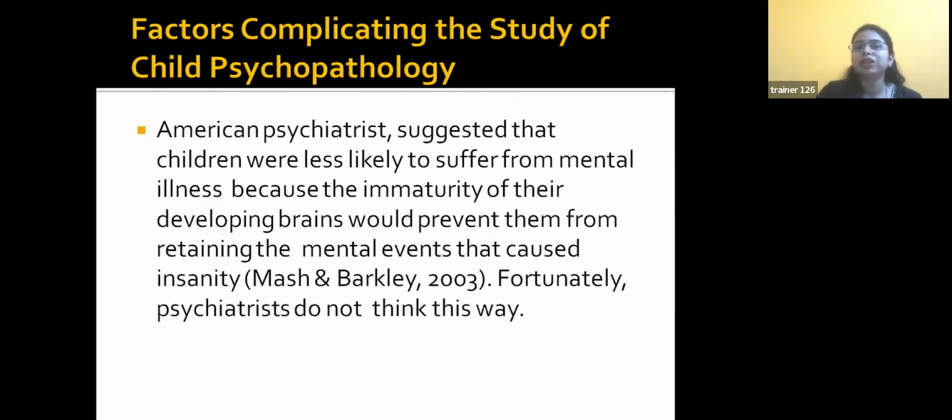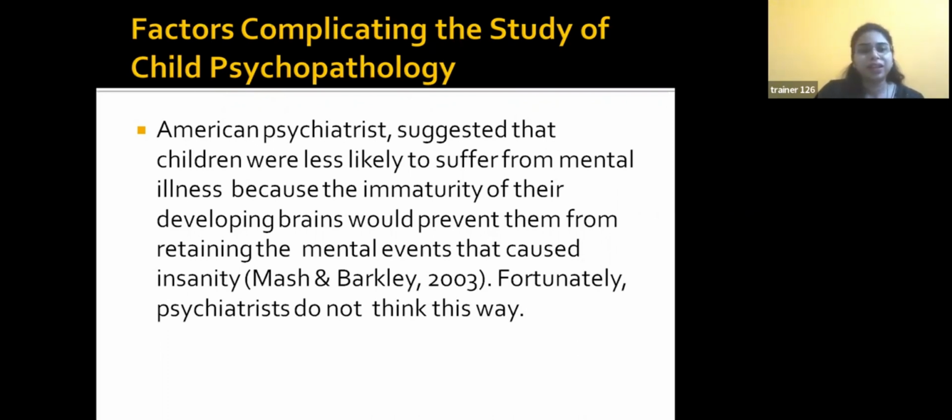This was the notion that earlier psychiatrists, or earlier people, had, which would actually complicate the study of child psychopathology. But now they have identified that this is not true. The severity of the condition worsens over a period of time as the child develops if intervention is not provided at the right time.